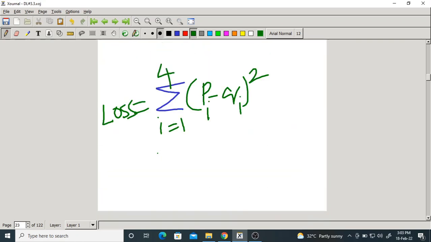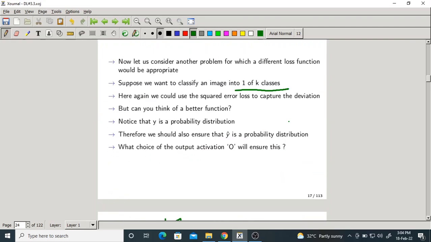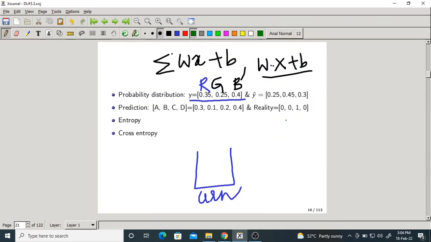But what can be another distribution? Which one is 1? Apple is 1, so what is the true distribution? 1 0 0 0, right? Now what did I predict? These are my predicted distribution: 0.3, 0.1, 0.2, 0.4. Obviously there is a loss, or a deviation, from the true values.